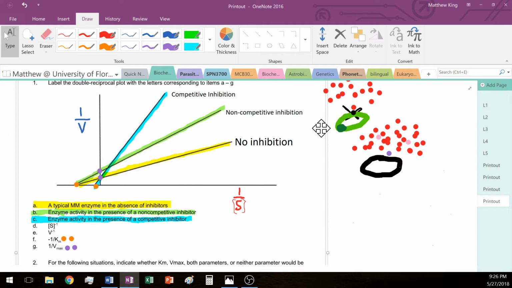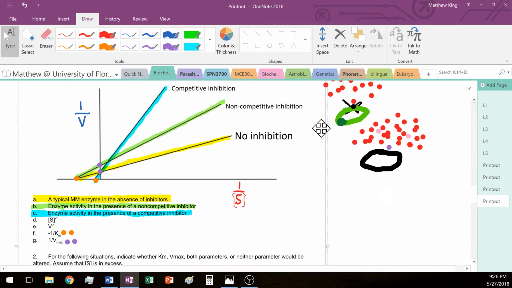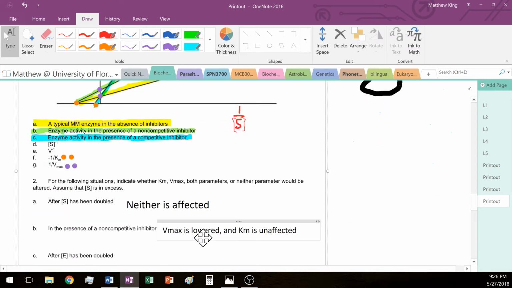It's going to make it useless, basically. So your overall reaction rate, the velocity that can happen in your test tube or in your body, is just going to be lower because you're knocking out the enzyme that does the work. So that is why, in this case, Vmax is lowered and Km is unaffected.